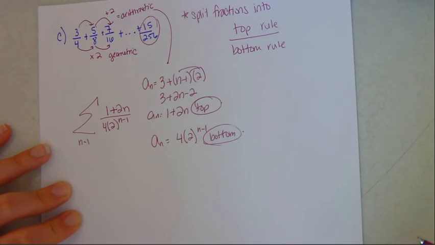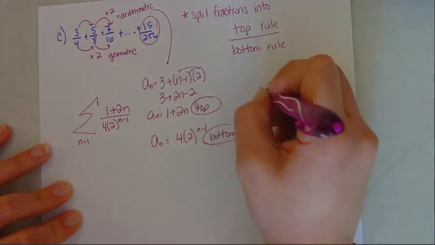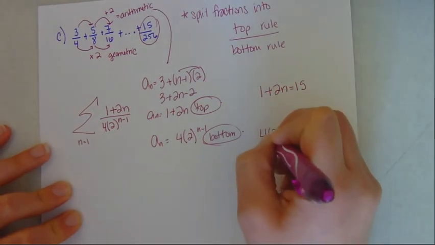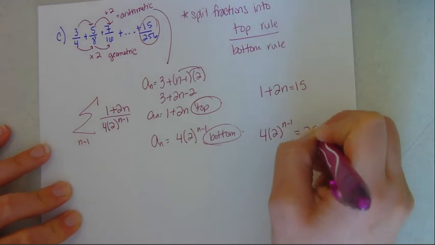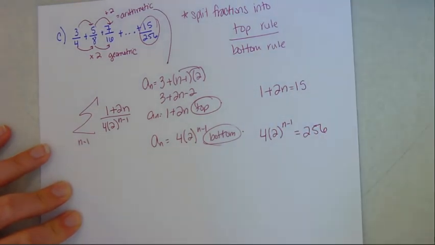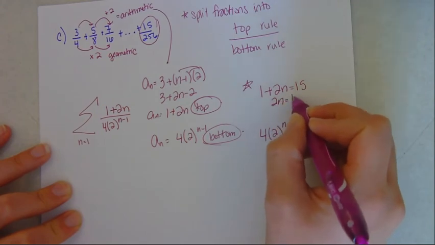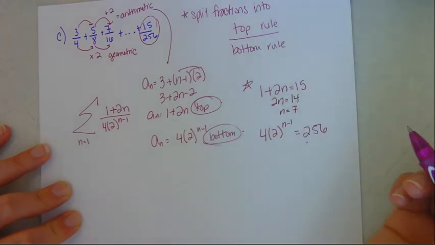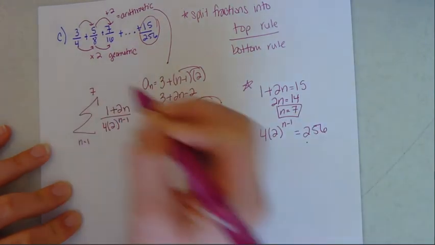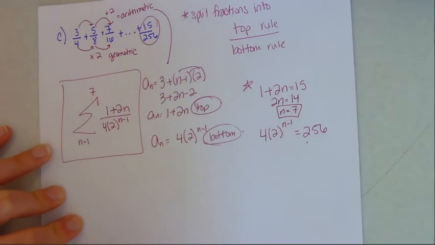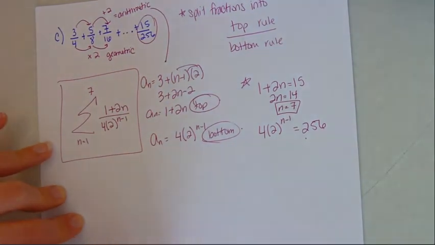You really have 2 choices. You set the top equal to the top, so I could solve 1 plus 2n equals 15. Or you set the bottom equal to the bottom. I could set 4 times 2 to the n minus 1 equals 256. You choose which one you want to solve. I hope it's obvious, okay? This one's going to require you to use logs. This one you're just going to subtract that 1 and divide by 2. So we get that n equals 7. So that n equals 7, that's going to be that ending term number that you pop up into the top. So there we go.